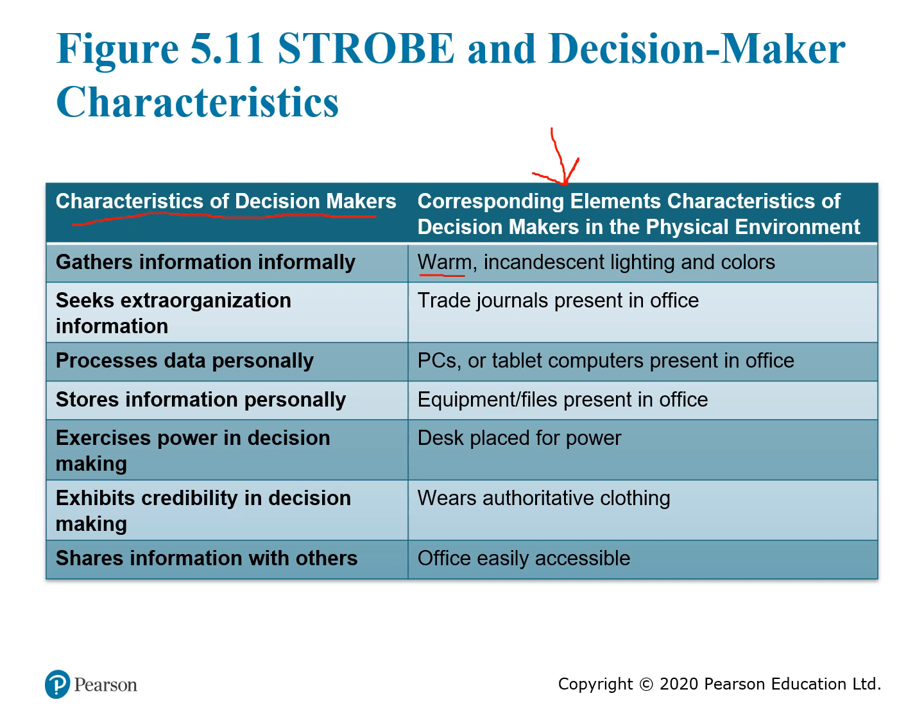If the decision maker seeks external organizational information, they will rely on external information, and trade journals will be present in the office. If the decision maker processes the data personally, you will find PCs or tablet computers present in the office.